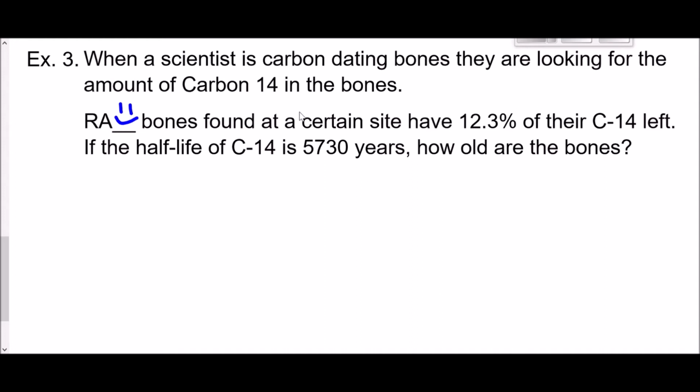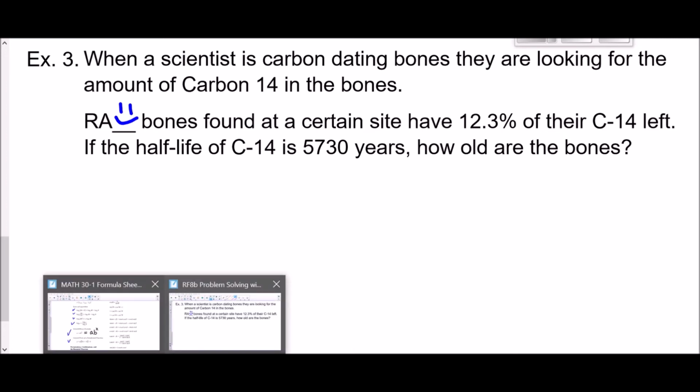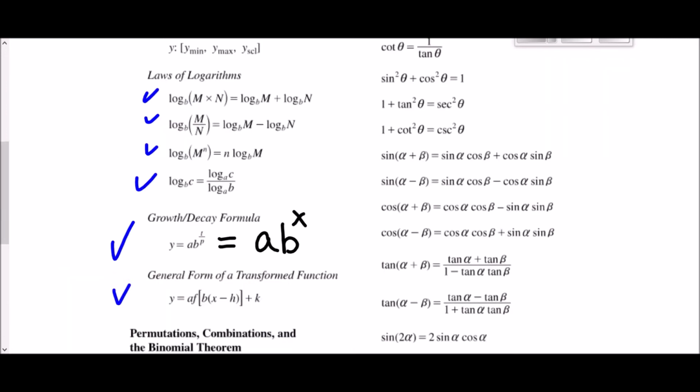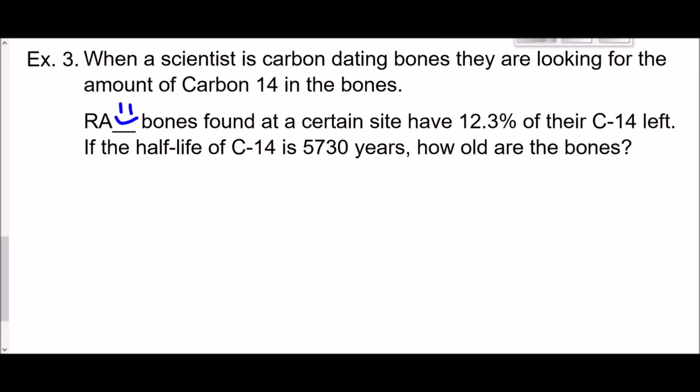So if you look at this, we talk about the half-life. That means we are going to use the same formula as the last question, and the last session on exponential function. So we should be looking at this formula again: y equals a times b raised to the power of t over p.